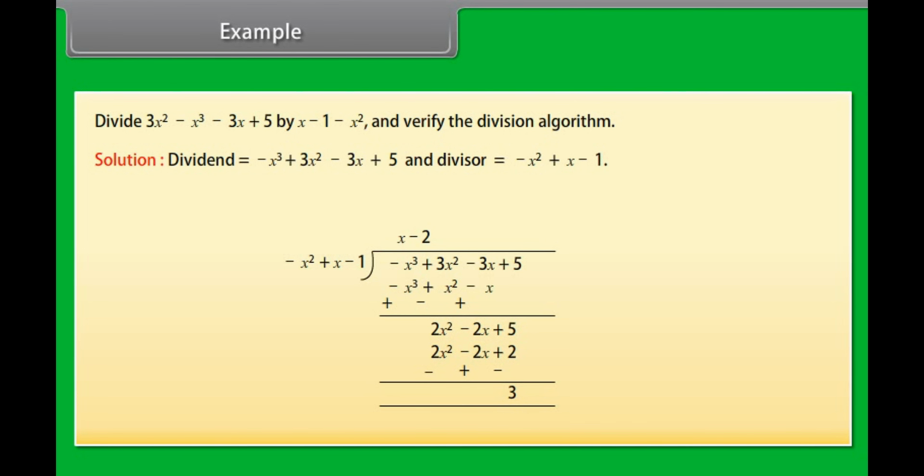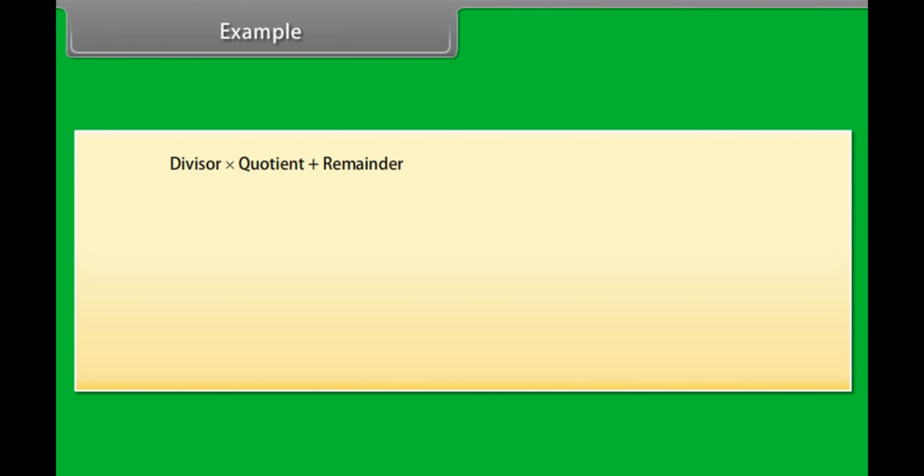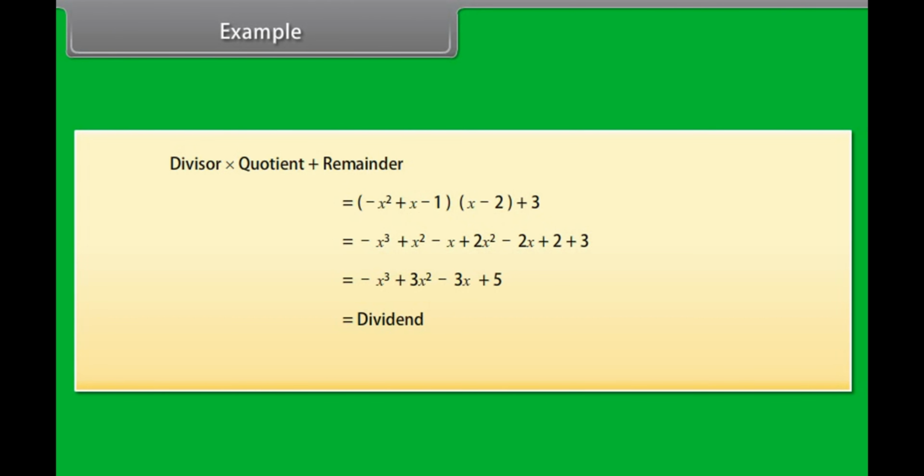Now to verify, let's see whether divisor into quotient plus remainder is equal to dividend or not. So, divisor into quotient plus remainder is equal to (minus x squared plus x minus 1) into (x minus 2) plus 3, equals minus x cubed plus x squared minus x plus 2x squared minus 2x plus 2 plus 3, equals minus x cubed plus 3x squared minus 3x plus 5, which is equal to dividend. Hence, verified.